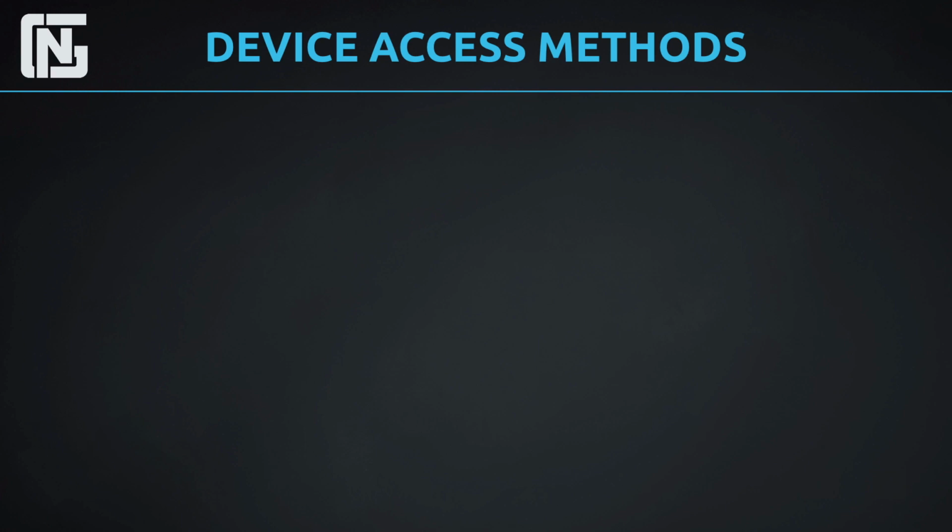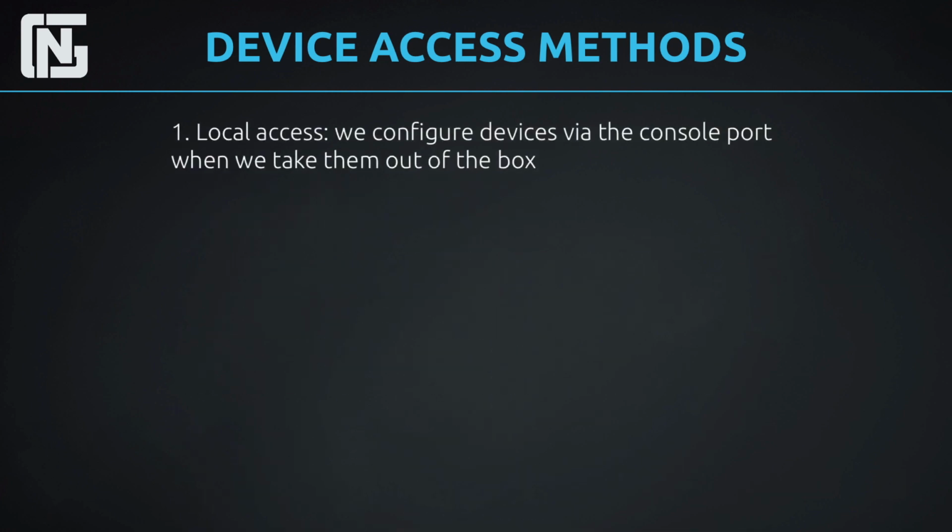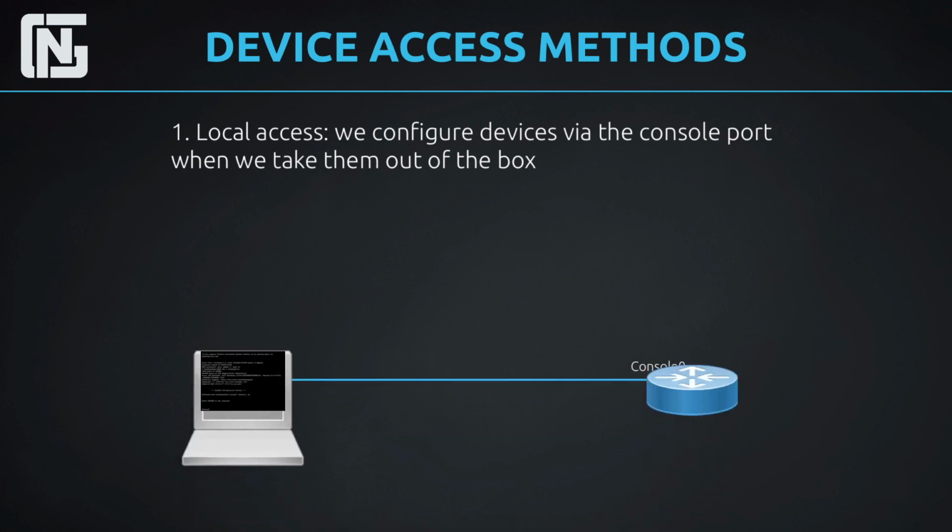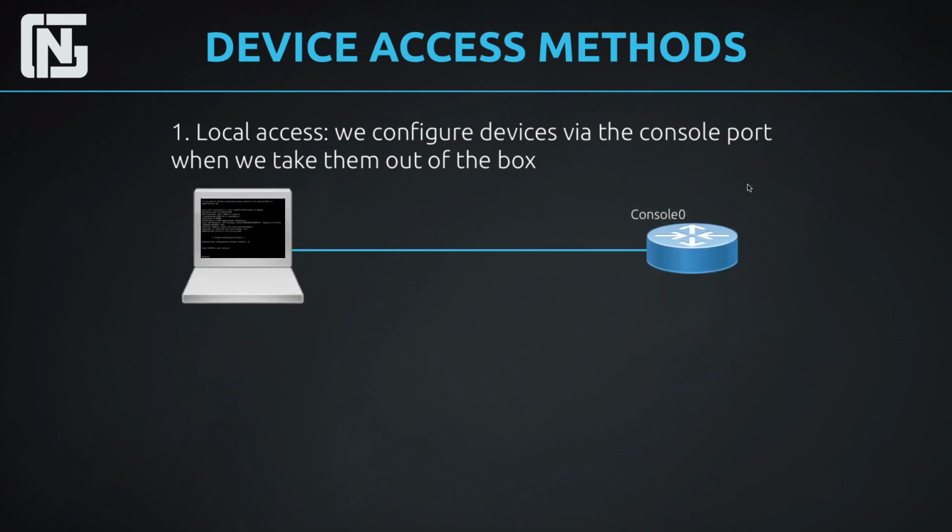So here we go. The device access methods are: first, we have local access. This is when we're configuring a device via the console port when we take it out of the box. So if we receive this router from our vendor, we would get the router out of the box, plug it into power, turn it on, and then we plug in that console line in order to connect to the device, to locally configure it. So that's not password protected or anything by default. So this is one access method that we do need to protect.